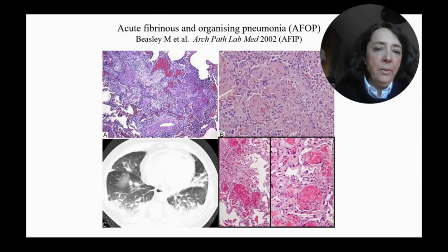Another one that was considered a new entity was AFOP, and this is an acute lung injury, as I told you, with straightforward fibrin inside the alveoli.